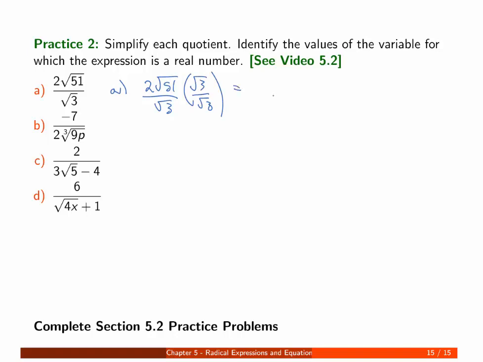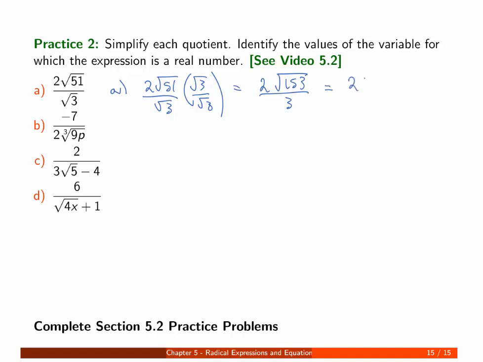Unless there's some kind of clever way by rewriting 51, but we might as well just do this. Okay, 51 times 3 is 153, so we have square root 153 over 3. Now, can you simplify 153? Okay, you can totally do that.